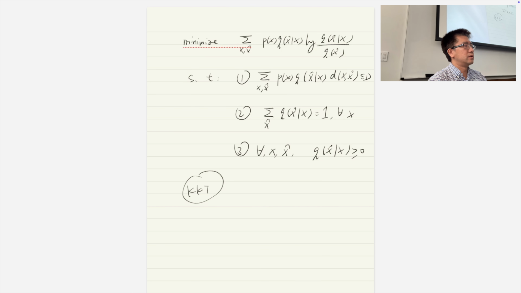Okay, so the idea is exactly the same as before, but the format is very different. Before, our p(x) is a variable, right? But now q(x hat | x) is a variable, so it becomes much more complex. So I will probably upload a video. I did that before, but we don't have time to do that now. It's a very lengthy derivation.